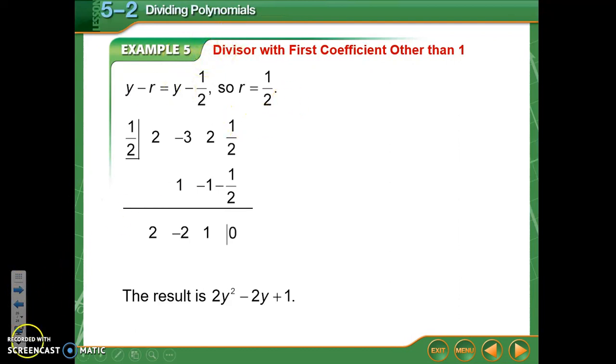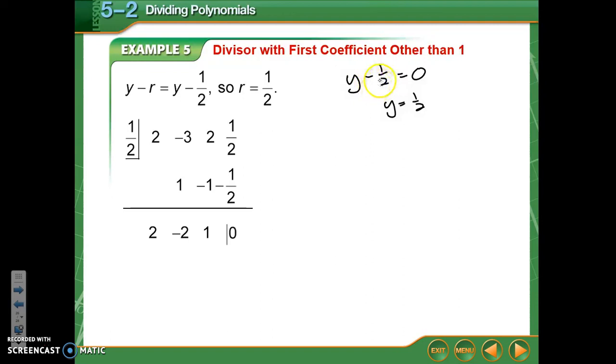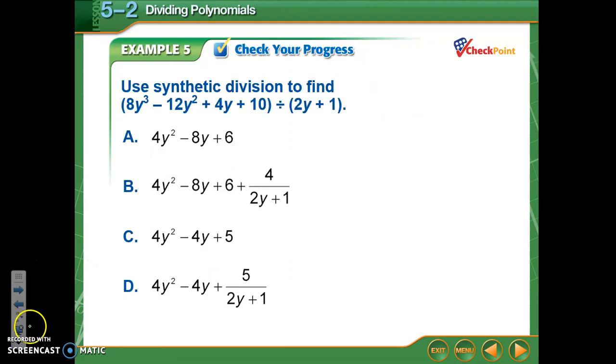So what we're dividing by is y minus 1/2. So my r right here is positive 1/2. And these are the coefficients of my numerator. So I bring down the 2. 2 times 1/2 is 1. Negative 3 plus 1 is negative 2. And so on. Again, my remainder is 0. And then, since my original polynomial started out as y cubed, my depressed polynomial is 2y squared. Try this.